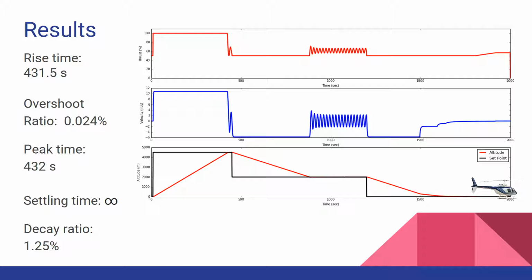And our controller stays very close to its set points, but small oscillations remain once it gets there. We tried very hard to eliminate these oscillations, but we believe that they can only be totally eliminated with a significantly more complex model. Nevertheless, we were very proud of our overshoot ratio and our peak time and decay ratio, which are all very small.